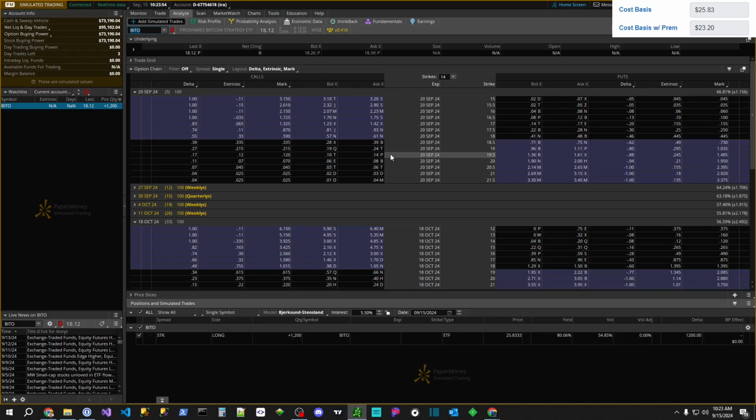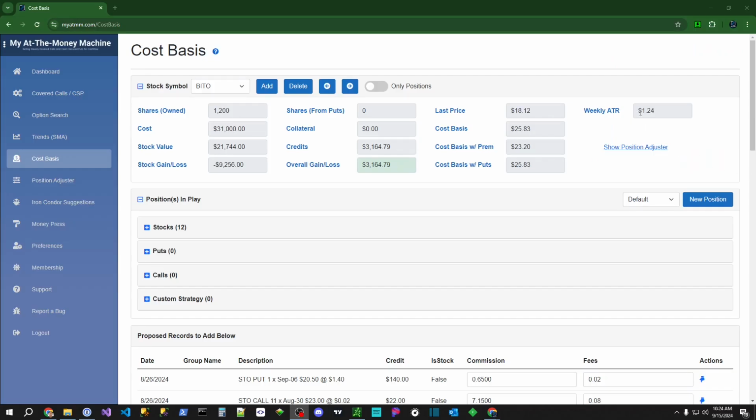Something else I wanted to start looking at is over on, let's see how we can do this. I'll probably just jump back over to the web application to show you this real quick. So back over on the web application, you'll notice this weekly ATR, this weekly average trading range. So BITO on average trades in a range of about $1.20 each week. It'll move around $1.20 per week. So I'm going to round it up to $1.50 and just say the average trading range is about $1.50.